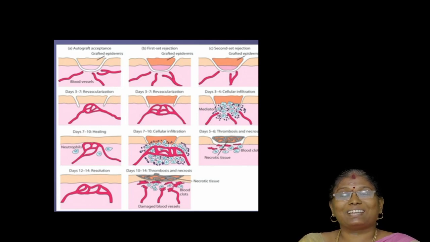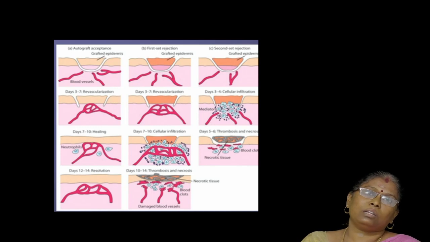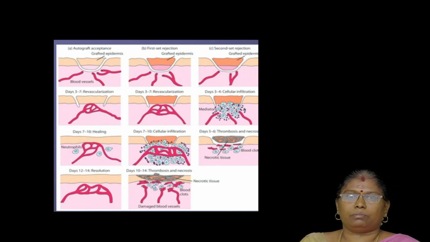So next we see about the second set rejection mechanism. Under this rejection mechanism, within 3 to 14 days, cellular infiltration is carried out, and after that, within 5 to 6 days or within 1 week, thrombosis and necrosis will occur. So within the 1 week, the tissue graft, it may be liver or kidney or bone marrow, goes to the decline stage. So the graft will be rejected after 1 week.